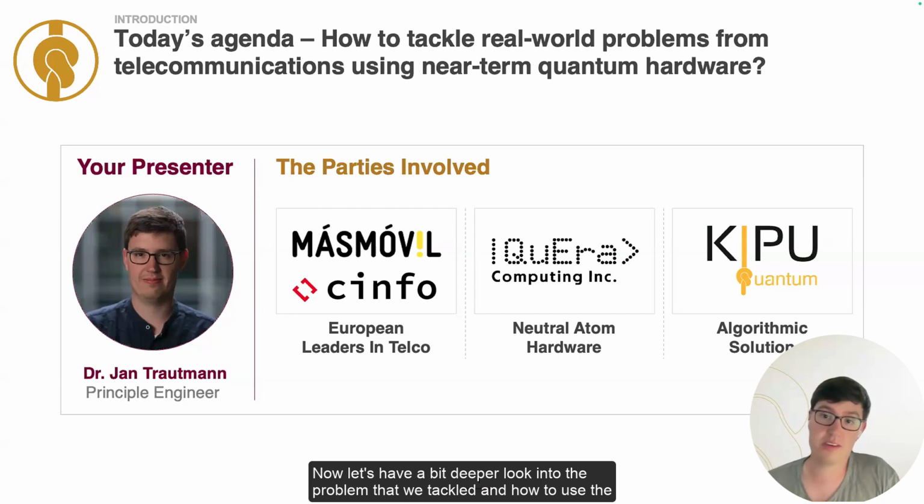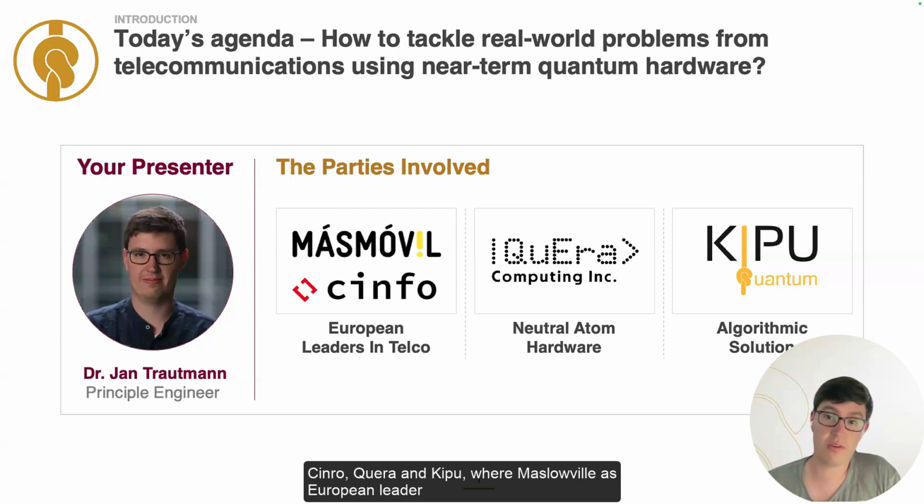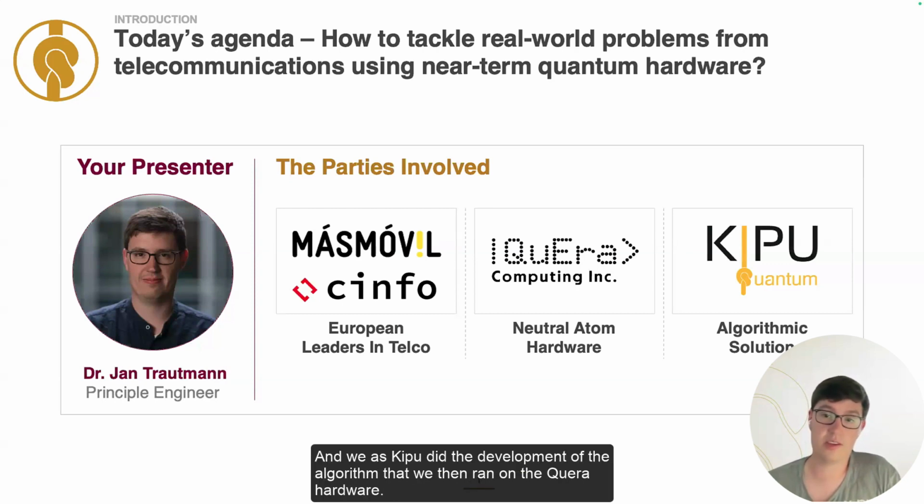Now let's have a bit deeper look into the problem that we tackled and how to use the hardware for that. For this project, 4 parties teamed up: Masmovil, CINFO, QuEra, and Kipu, where Masmovil, as a European leader in telco, provided the problem. CINFO did the modeling of the network problem, and we at Kipu did the development of the algorithm that we then ran on the QuEra hardware.